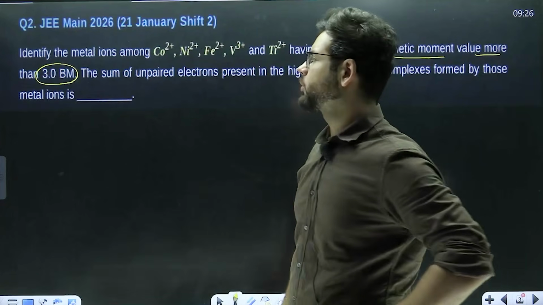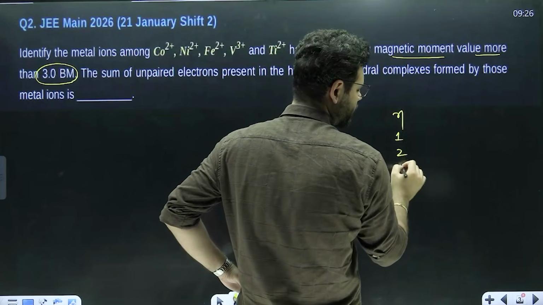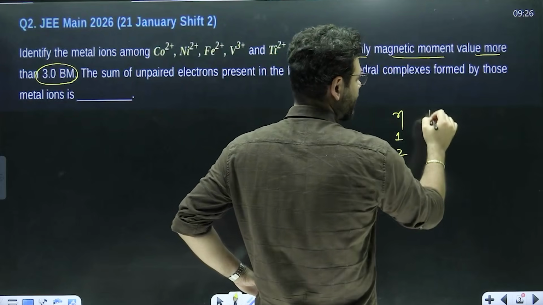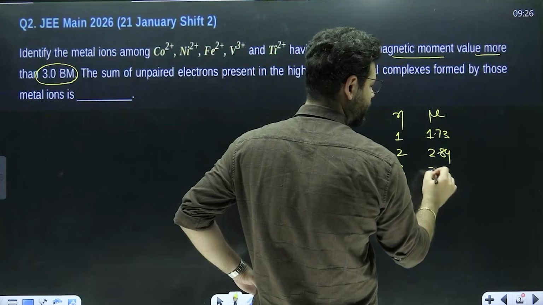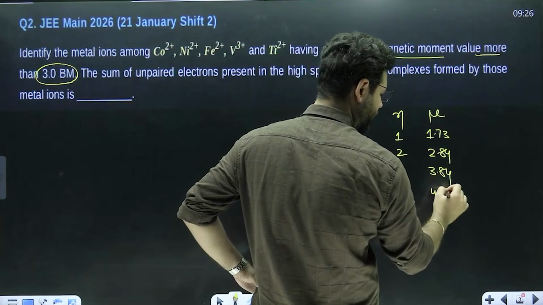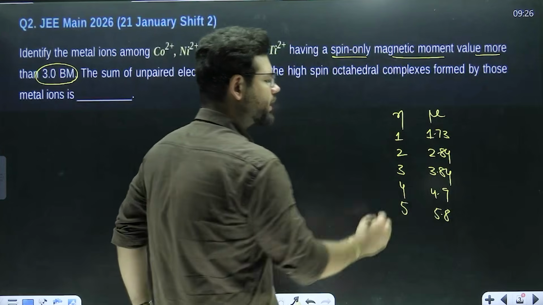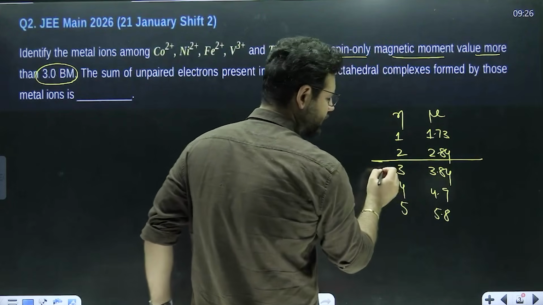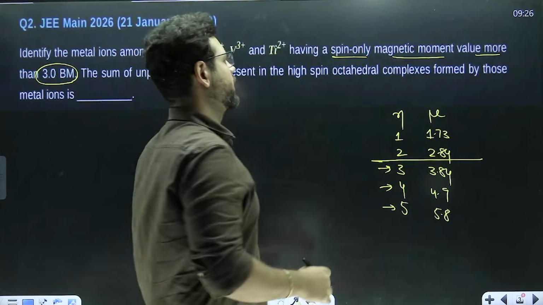Okay, more than 3 Bohr magneton. When we know the number of unpaired electrons are 1, 2, 3, 4, 5, the magnetic moment comes out to be 1.73, 2.84, 3.84, 4.9 and 5.8, something like that. They are asking more than 3. That means they are asking 3 or more than 3 unpaired electrons. We have to see. Okay, right.